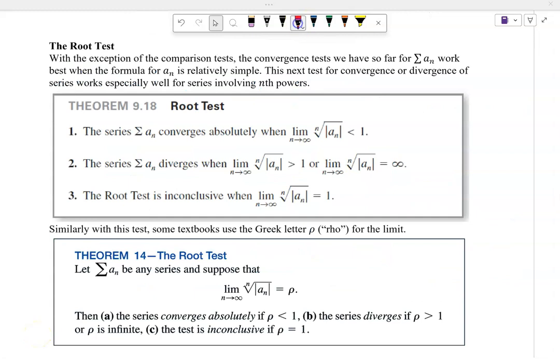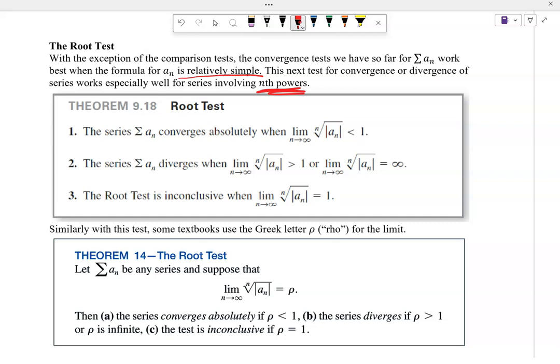All right, we're going to take a look at the root test now. So with the comparison test, the convergence tests we have so far work best when the formula is relatively simple, right? This next test is useful when we have nth powers. So this is when you want to use the nth root test, or the root test, right? I just said it in two different ways, but these are the same root test.